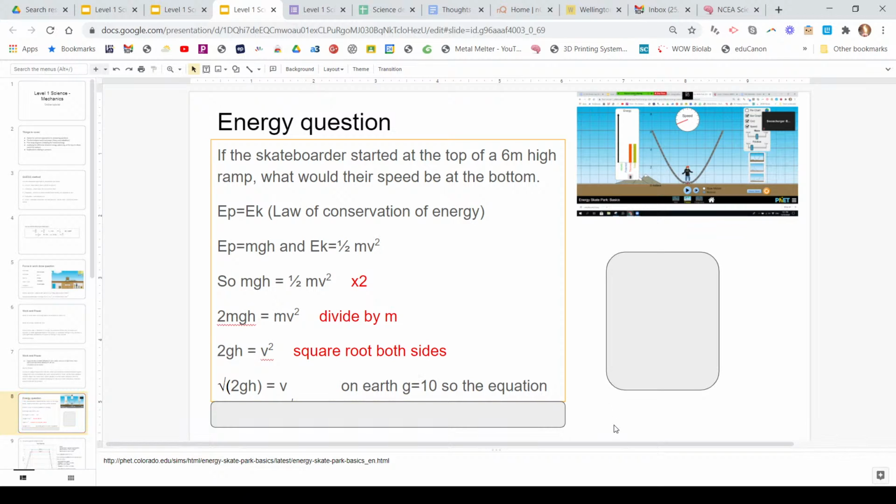And so we can actually simplify this formula even further, and we can get down to a stage where we've got the square root of 20h, because 2 times 10 is 20. Square root of 20h equals the velocity.